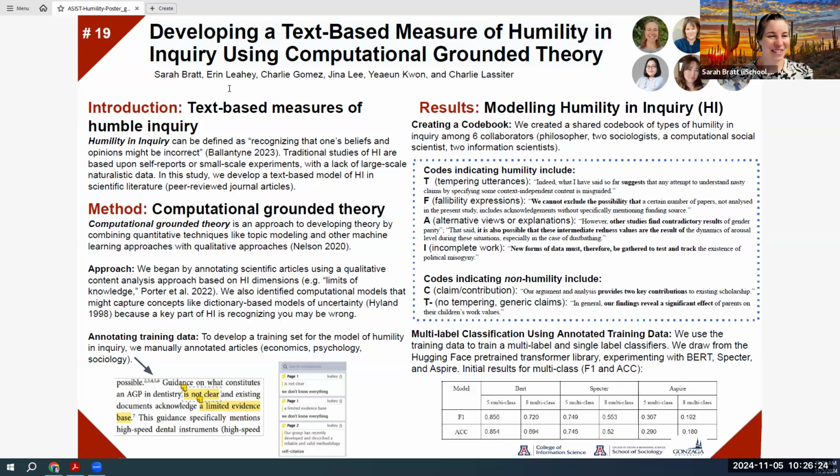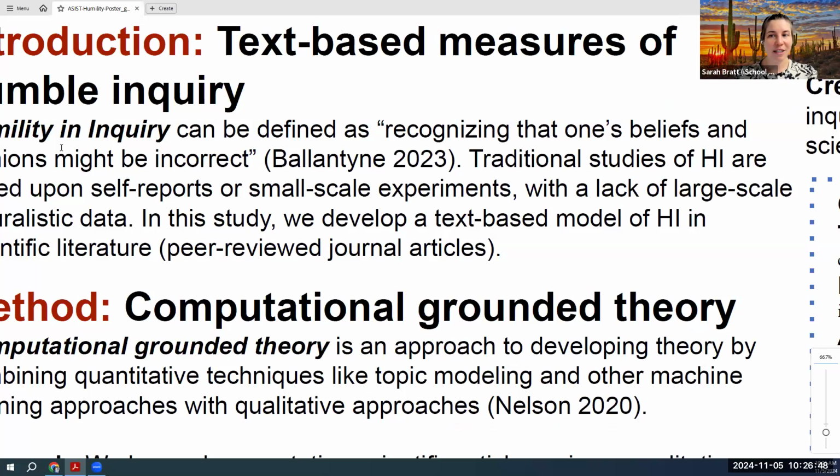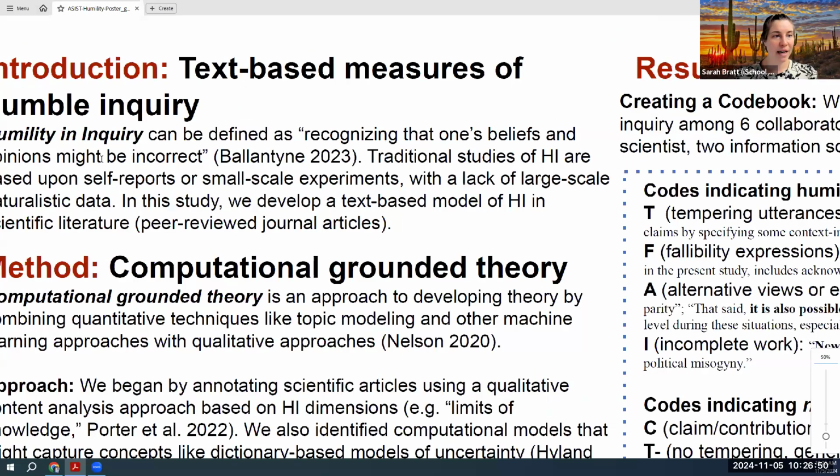So firstly, what is humility and inquiry, and how do you measure it in text? So first, text-based measures of humble inquiry. So to begin, how do we define humility and inquiry? Well, let's just zoom right in and look at humility and inquiry, which can be defined as recognizing that one's beliefs, attitudes, and opinions might be incorrect.